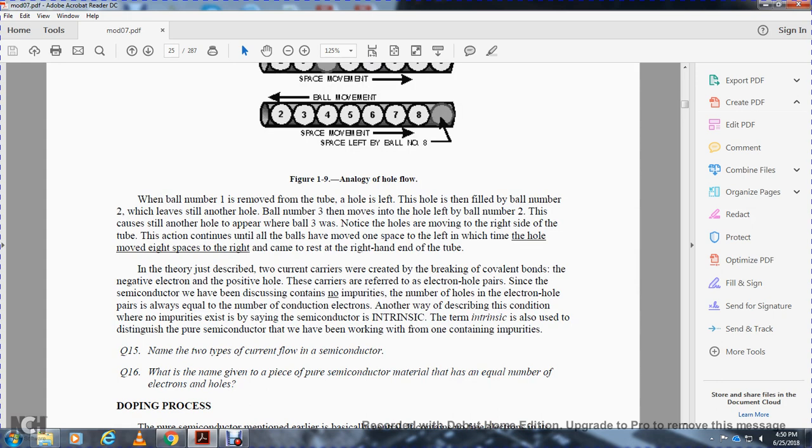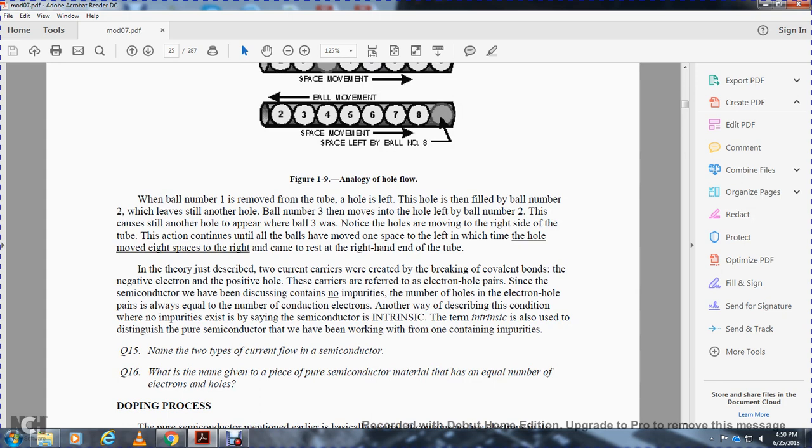When ball number 1 is removed from the tube, the hole left is filled with the ball with number 2, which leaves another hole. Ball number 3 then moves into the hole left by ball number 2. This causes still another hole to appear, and notice that all the holes are moving to the right side of the tube.